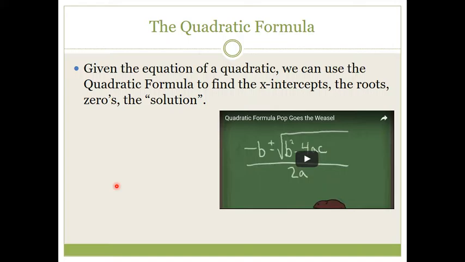There are 3 different methods that you're going to learn about in the course of your careers as high school math people, right? And this is one of them. This is the one of them that always works.